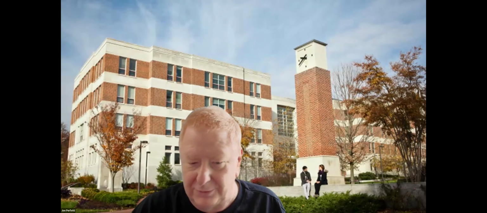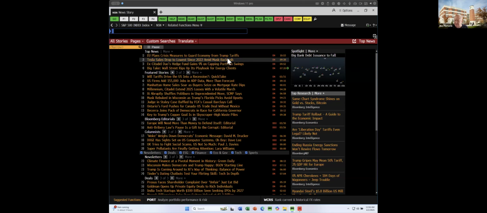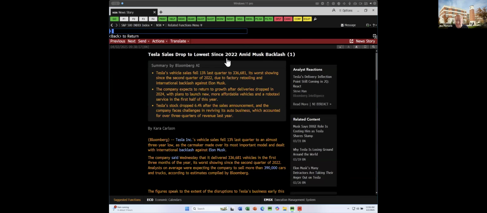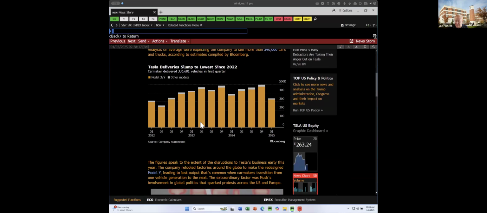But if you saw the news this morning, pop it up here. Tesla's sales dropped dramatically last quarter, and specifically 13%. And obviously that's affecting their valuation. And so I thought it'd be interesting to do Tesla and see if we can figure this out, because they are, as you can see here by the chart, no longer growing. There's a big delivery slump. And for them, deliveries equal sales because they're selling essentially direct to the customer.